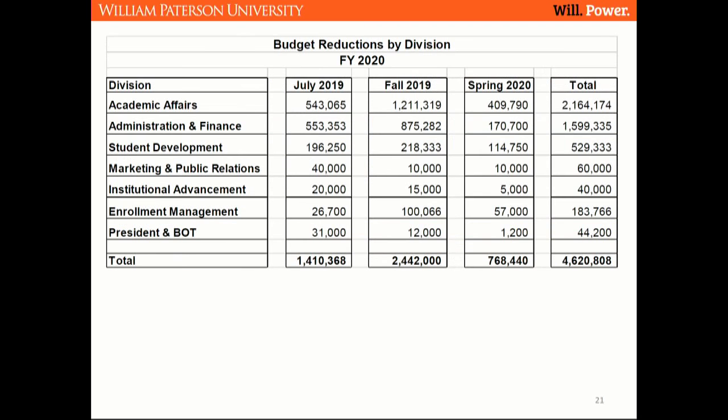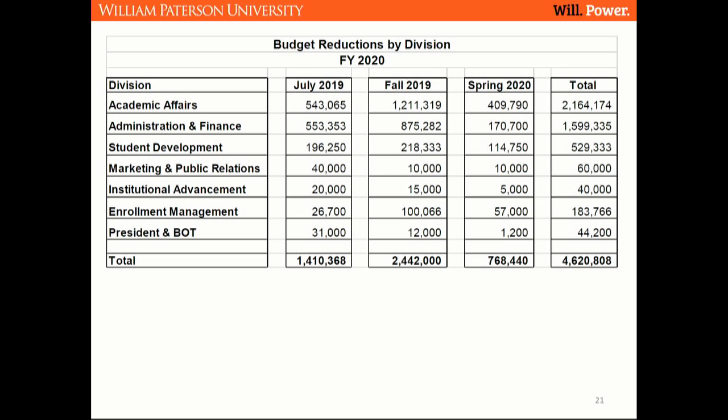Okay, so this kind of shows you what we've had to do this year. And everyone in this room and every department has felt the pain, so to speak. And that's because our budget wasn't balanced. We anticipated going into the fiscal year last spring that we were going to have some challenges. So the first column, July 2019, we reduced budgets even before we opened the fiscal year 20. We reduced budgets by $1.4 million.